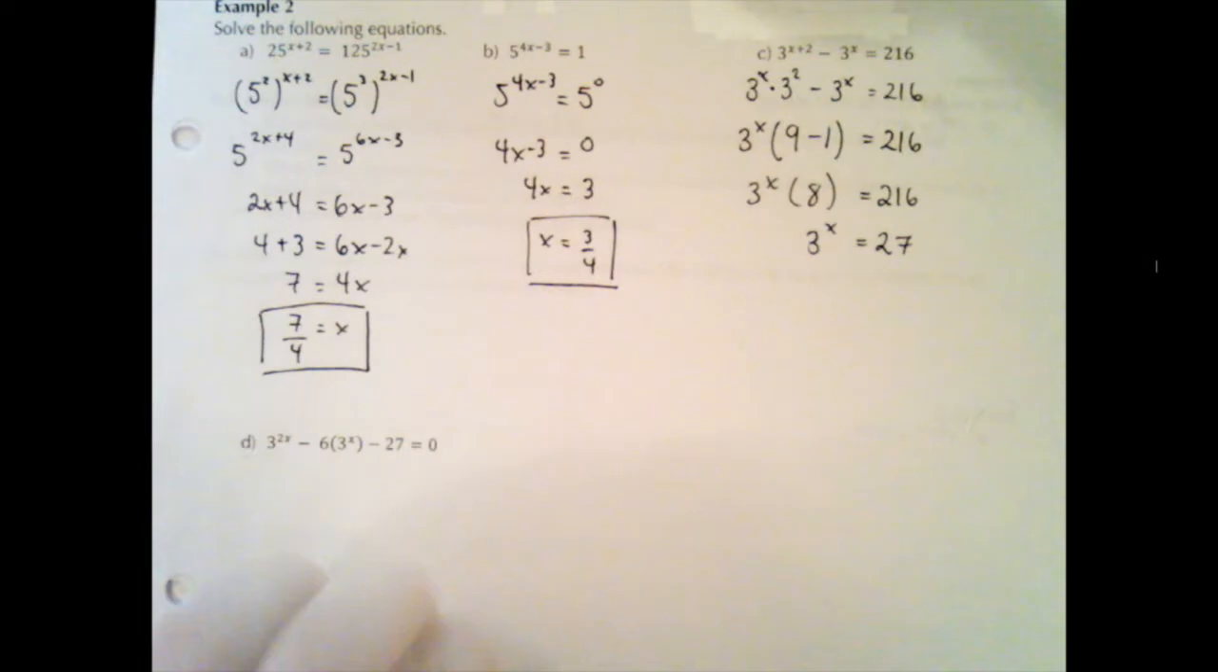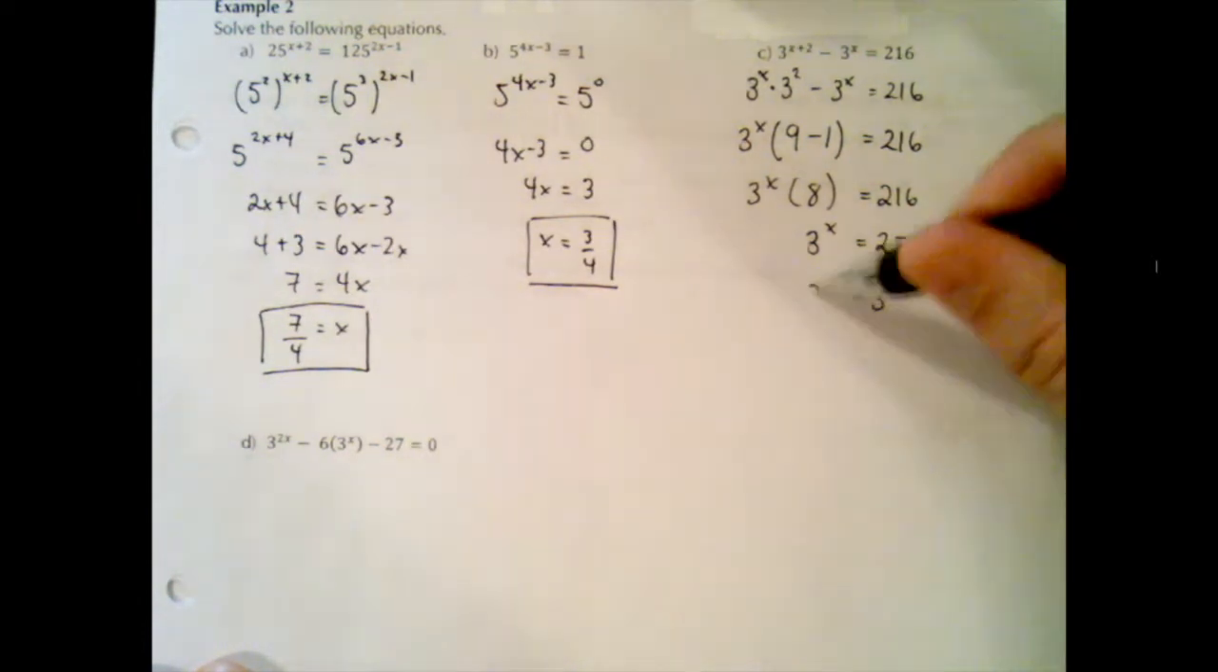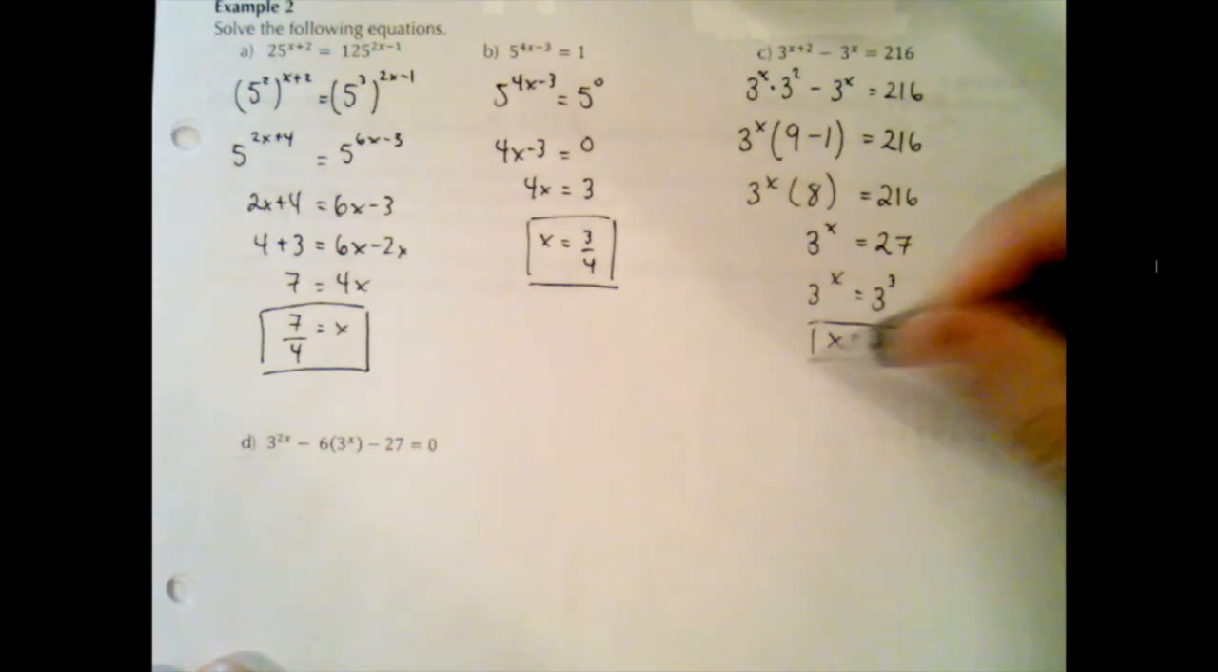Now we're back in the scenario we were in examples A and B. We have two terms, one on the left side, one on the right side, and the strategy we can now use is to create a common base, because 27 can be written as 3 to the exponent 3. Our left side is 3 to the exponent x. We have a common base. We can equate the exponents. x equals 3. And that's the solution to our equation.